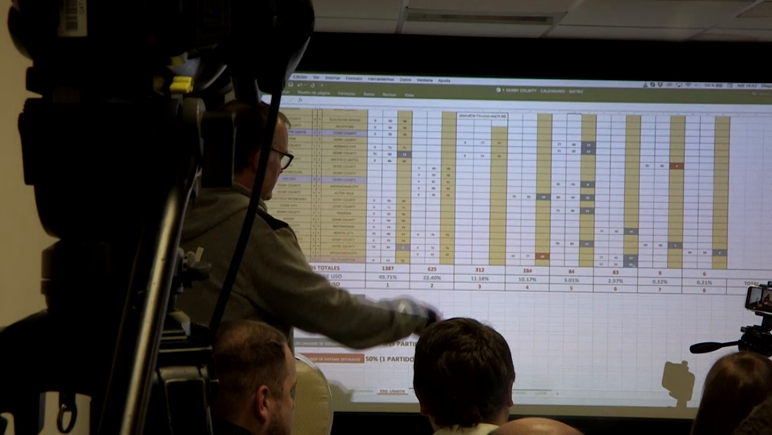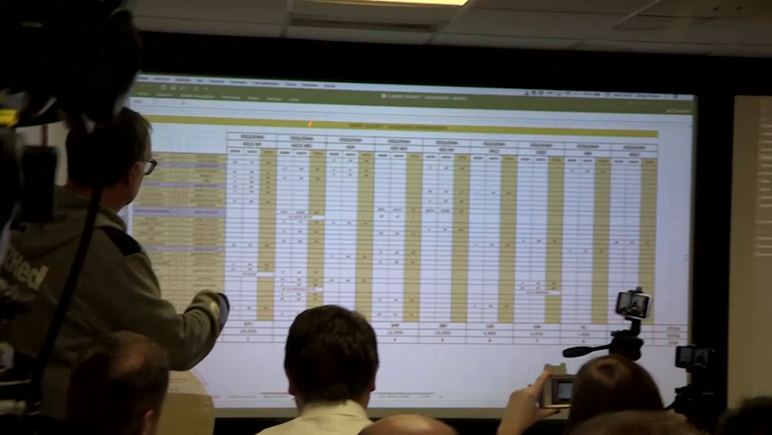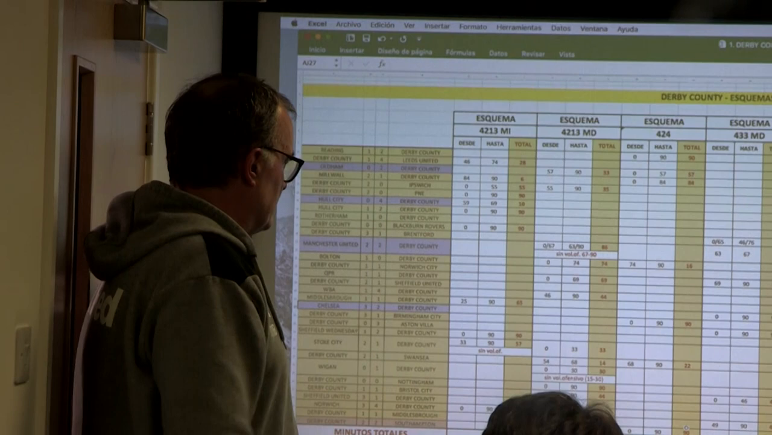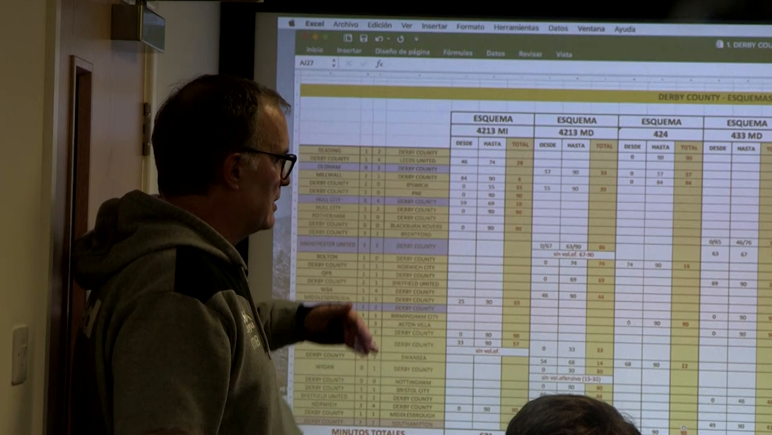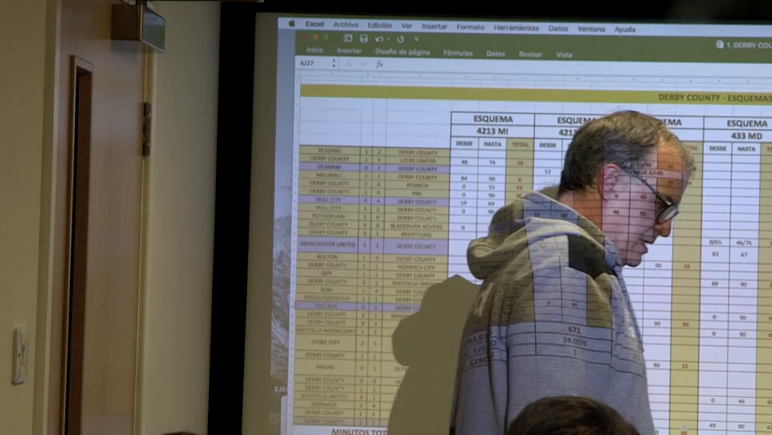We also gather this kind of information: the structures Derby County plays against. Why do we register them? The idea is to try to observe what is the most difficult structure for Derby to face.